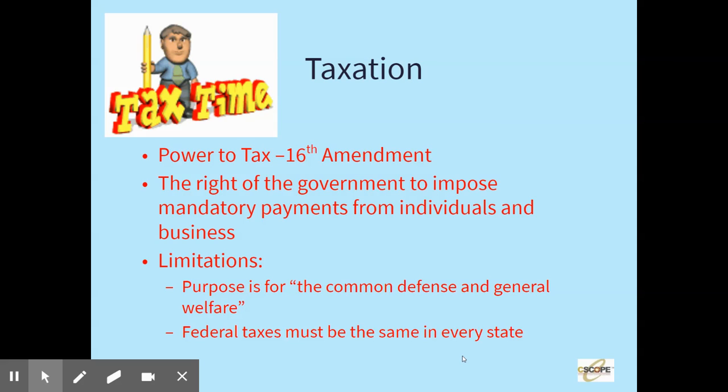The 16th Amendment, which we learned about last year in U.S. history, gave the government the right to impose taxes on the people. And those taxes are used for different reasons. Sometimes we may agree with what it's used for, sometimes we may not. But the federal government's job is to allocate that money into different programs, social programs, military to protect us, things like that.